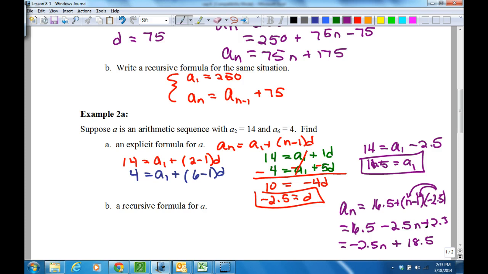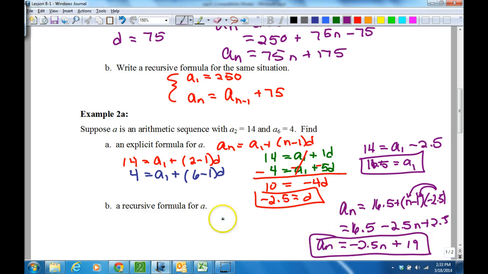Wait, 19. You're right. 19. I didn't add it right. Thank you. 16.5 plus 2.5. So that's the explicit formula for above.